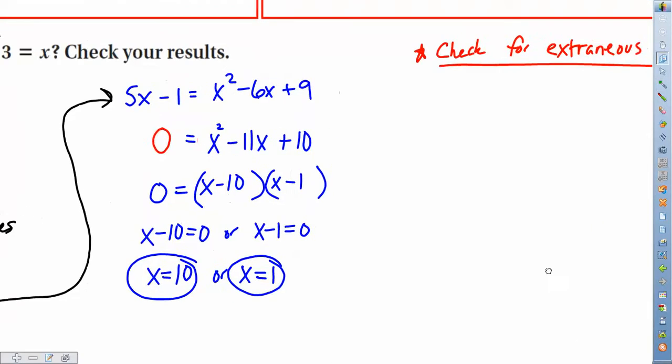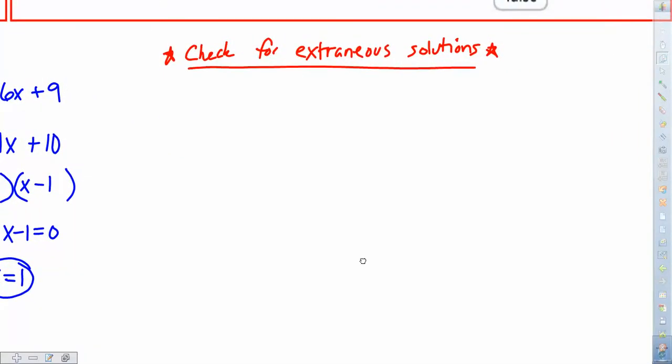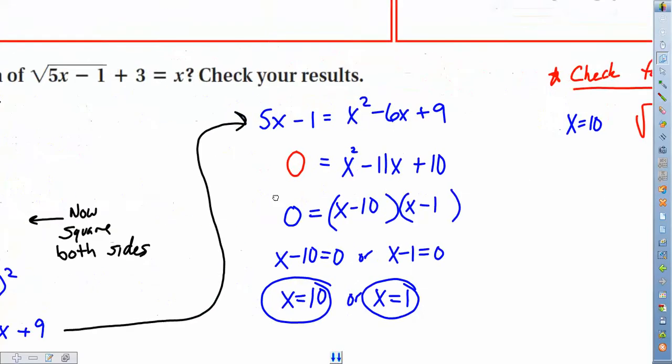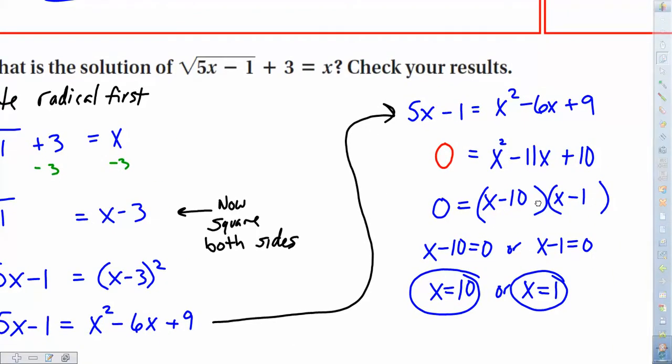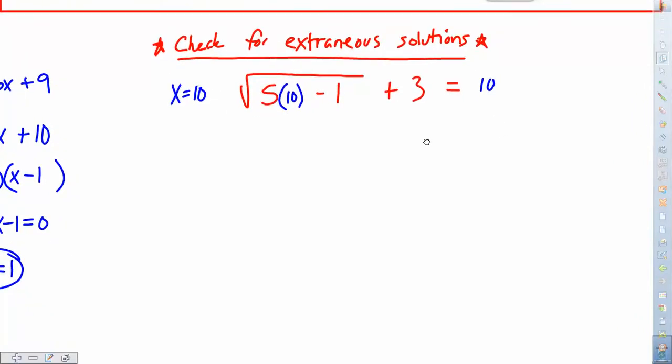Okay? So now here comes our check for those extraneous solutions. So the first solution, let's check 10. Let's see if 10 is legit. So when we put our 10 back into, what's this? Where's that coming from? Remember, that's coming from this guy right over here. Square root of 5x minus 1, and then add 3 and see if it's equal to x. In this case, it's 10, right?